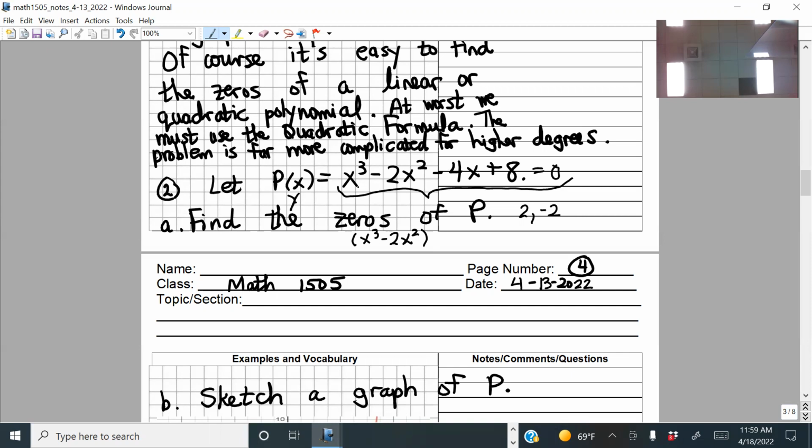So I'm going to group the x cubed minus 2x squared together, and then I'm also going to group the 4x and the 8 together here, all right, behind this minus sign.